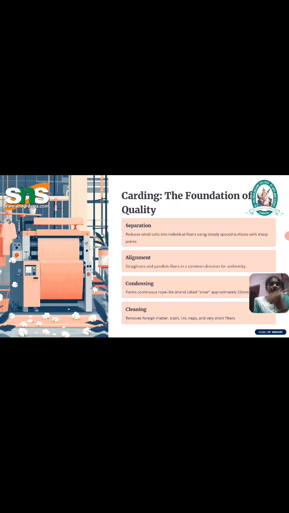The next process is carding. Carding is the foundation of quality. Separation, alignment, condensing and cleaning, all those steps are done in the carding process. As I told before, it is given in a bed form, and after that the bed is split into 6. Before splitting there are 4 stages: one is separation, another is alignment, then condensing and cleaning. Those 4 steps are done in the carding process.